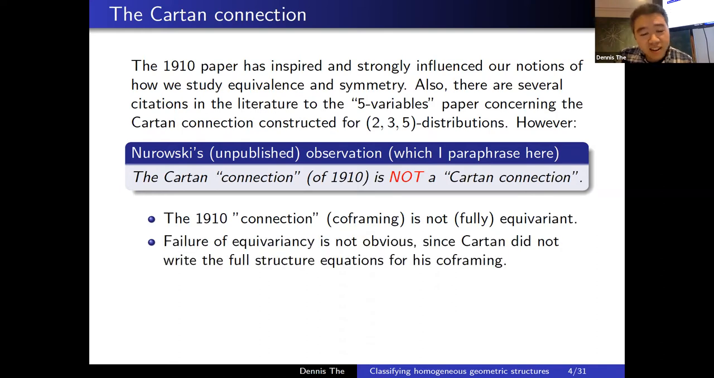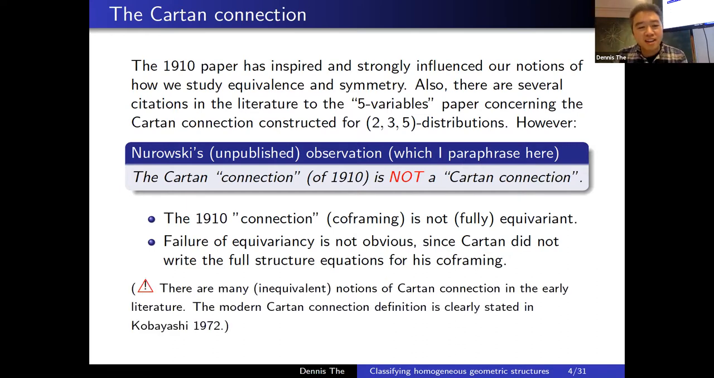This is not at all obvious when you read Cartan. I mean, it's a difficult paper. And even if you read it from top to bottom, you will likely not have this impression. It's difficult because Cartan did not write the full structure equations for his co-framing. There's two forms right at the top, whose structure equations are just not written down. So it's a testament to Pavel's tenacity in working through this that he found those structure equations and observed that it's not actually a Cartan connection.